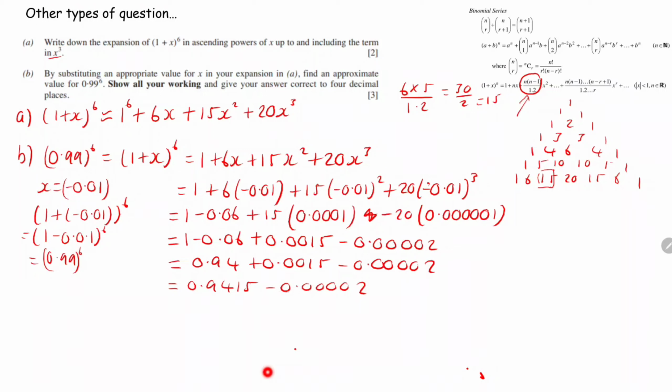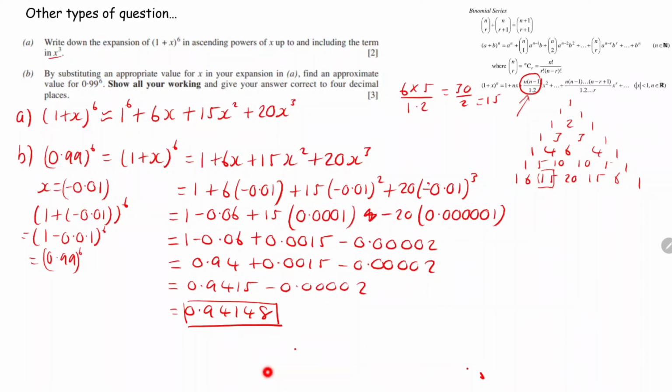And then finally we're going to subtract 0.00002 of this value, which gives us a value of 0.94148 as our final answer.